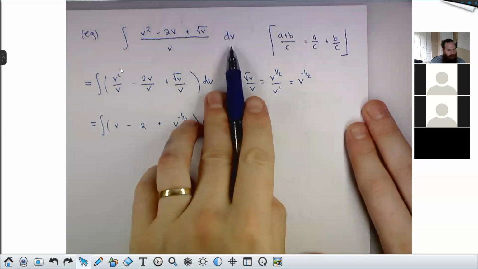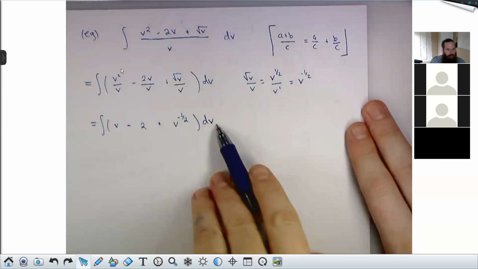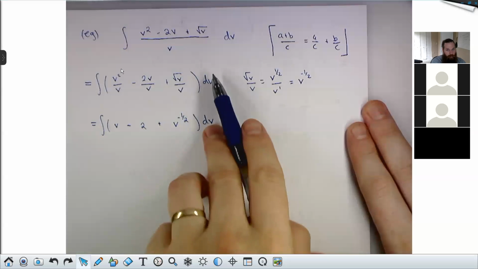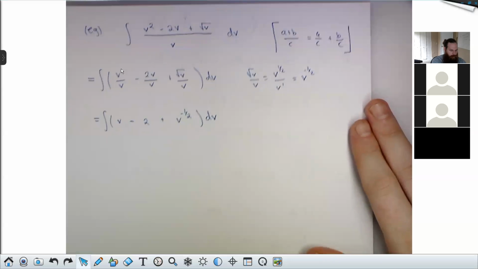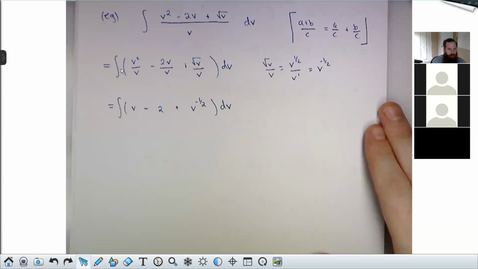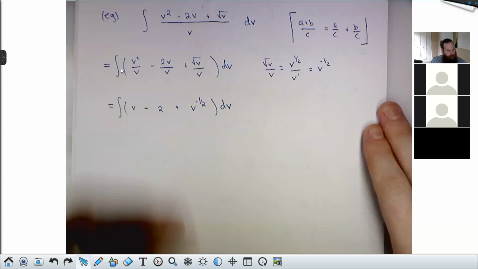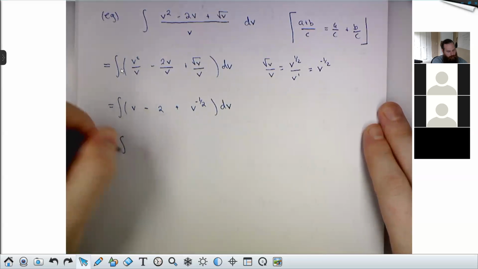One of the mistakes I see people make is getting lazy and not writing the differential, the dv or the dx at the end. Don't be that guy. Don't be that girl. Always write your differentials. Always write the parentheses. Now I can apply my power rule. I can split this up, do each one of these on their own.